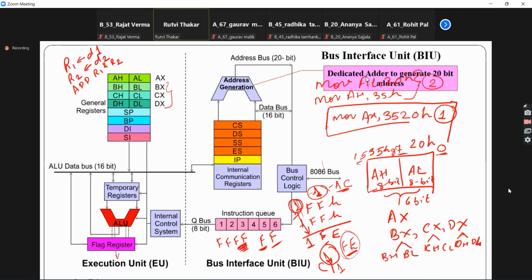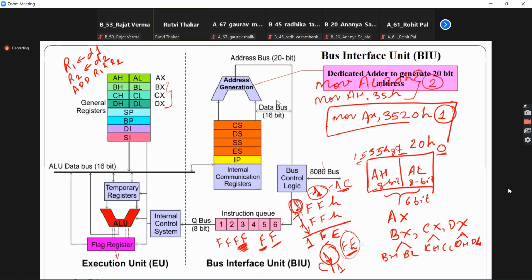This is a dedicated adder to generate the 20-bit address. Now, why do you require an adder to generate the 20-bit address? We already have an address bus of 20 bits, right? But the address generation which is there takes place only with 16 bits. Why 16 bits? Because all my registers over here are only of 16 bits.